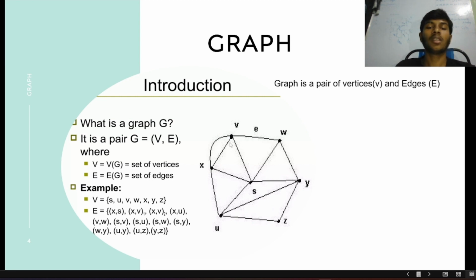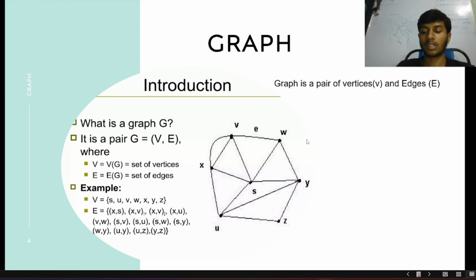There are two edges for the same two vertices. You can see x to u, and this is another edge, and v to w, and s to v, and s to u, s to w, and s to y, and w to y, and u to y, and u to z, and y to z. These all are the set of vertices and the set of edges. Then we can say that this is a graph.